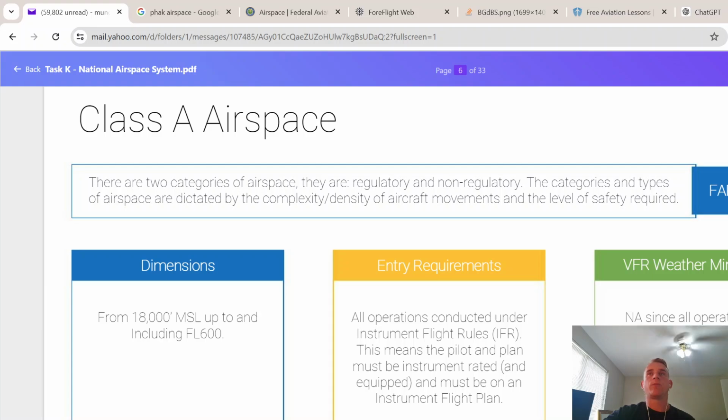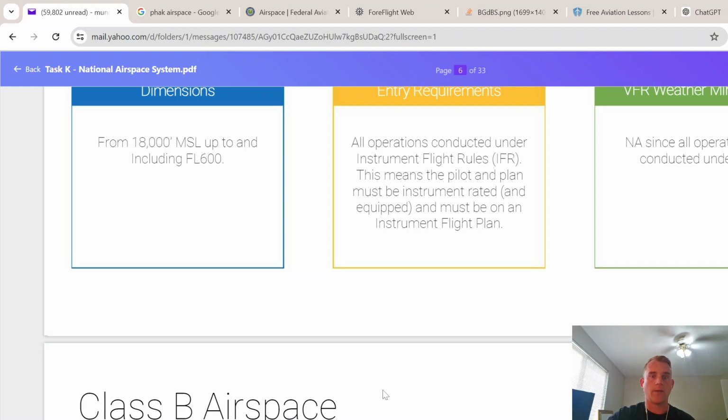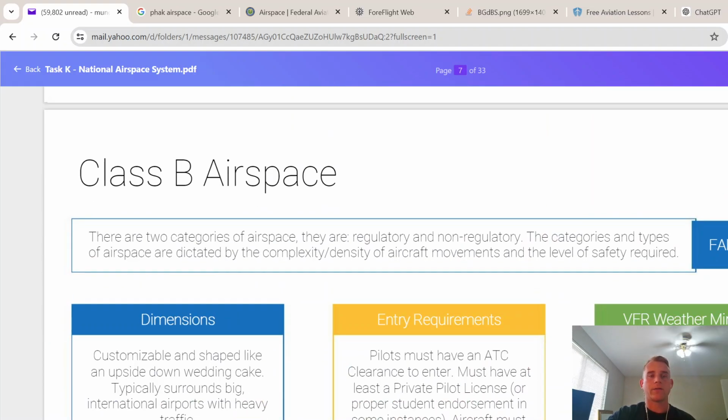So remember, Class A airspace, A for altitude, it's up high, right? It's on the top of the stack. Class B airspace, remember, B equals busy. Bravo airspaces are incredibly busy, they're incredibly congested, and they require a lot more attention. So think of LAX, think of Dallas, think of JFK, right?